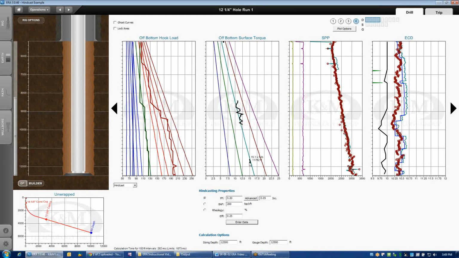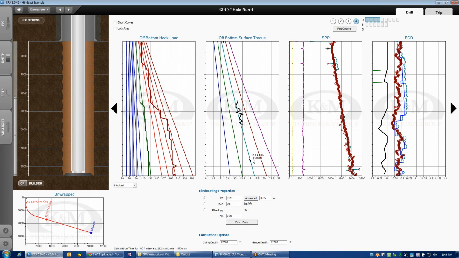But if you look, it appears as though the off-bottom friction factor is fairly consistent at somewhere around 0.2. What ERA is going to do is take the actual measured off-bottom friction factor whenever I have that data, and when there isn't any data, it's going to use the previous data points until I get new and better information. Well, it looks like on average we're probably going to be hovering somewhere in the neighborhood of 0.2 for most of this well.